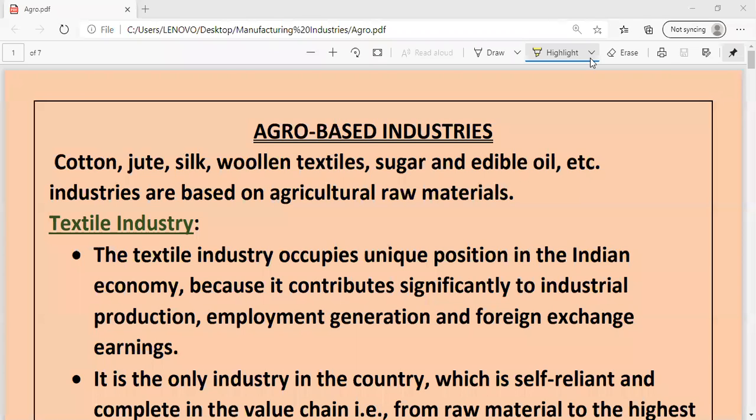Today, we are going to learn a new portion from Chapter 6 Geography, Manufacturing, Industries.